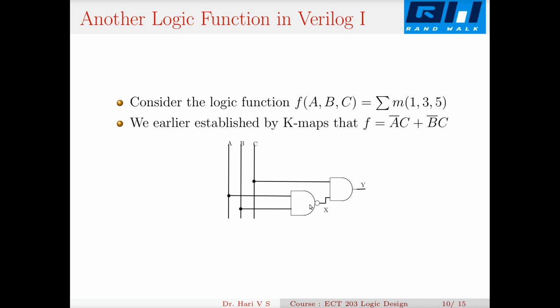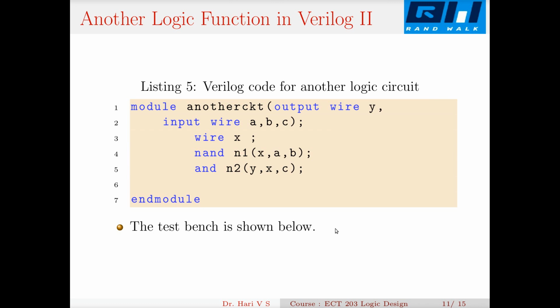So this is a circuit. Here the inputs are A, B, C, these are wires, and the output is Y, that's a wire, and there is an internal net X. So my circuit looks like this. My Verilog code looks like this. Module with some name, output wire Y, input wire A, B, C, and an internal net, wire X.